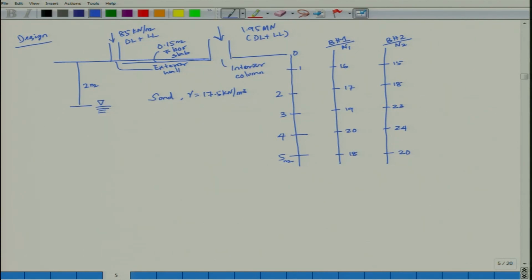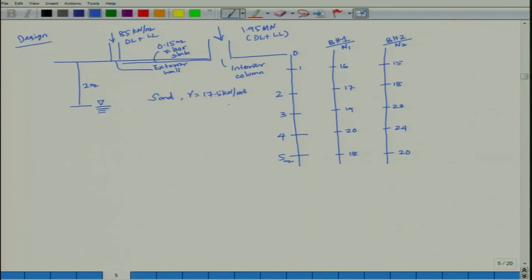This is what you are given. Design a suitable column footing in sand. The soil is sand, gamma is 17.5 kilonewton per meter cube, water table below 2 meter. There is one interior column, one exterior wall, load is given as dead load plus live load. I will discuss next class what dead load plus live load means. These are all practicals. Then 2 boreholes have been made at the site, SPT N value has been reported up to 5 meter. Design a suitable footing.